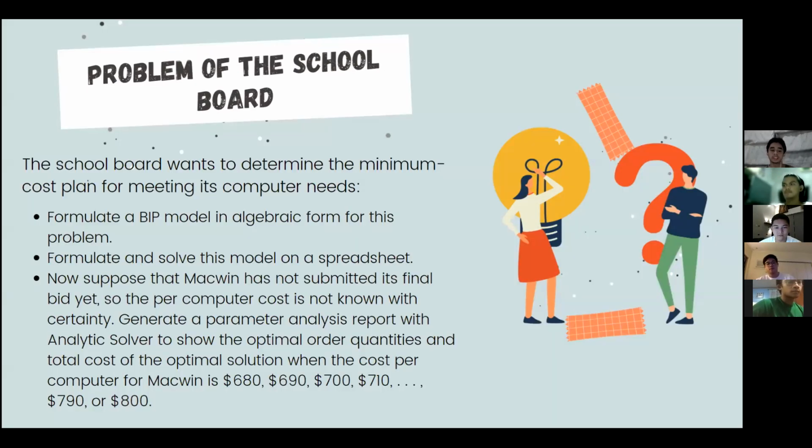The problem in this case is that the school board is eager to determine the minimum cost plan for their computer needs. In this way, it provided three sub-questions as well. The first is to formulate a BIP model in algebraic form for this problem. The next is to formulate and solve this model on a spreadsheet. And the last is to generate a parameter analysis report with Analytic Solver to show the optimal order quantities and total cost of the optimal solution when the cost per computer for Macwin is from $680 to $800 by tens. Next slide, please.